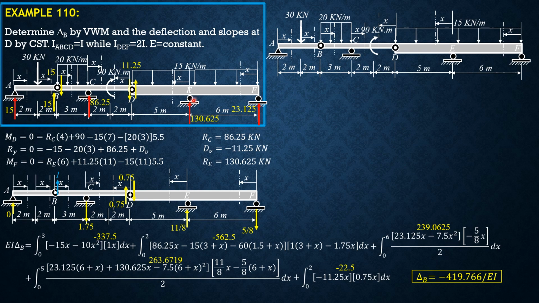Then for slope just to the left of D by Castigliano's second theorem, we apply a positive couple C at D just to the left as shown. Then let's evaluate the reactions. Take note that if we consider AB, the reactions will be 15 and 15 because they are not functions of the couple. The partial derivative of the moment equation with respect to these sections would be 0 because these reactions are not functions of the couple.